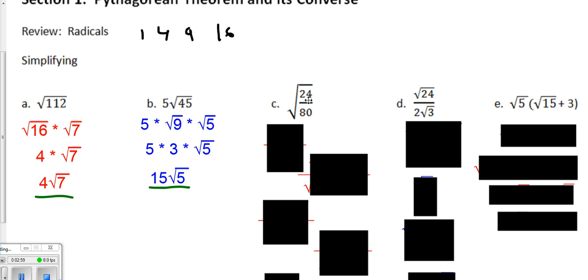Now let's try this one where we have the square root of a fraction. So we have the square root of this fraction, 24 over 80. Now that square root can be applied to both pieces, the numerator and the denominator. So we call it the square root of 24 over the square root of 80. Anytime you have the square root of a fraction, you could just apply it to each piece individually.